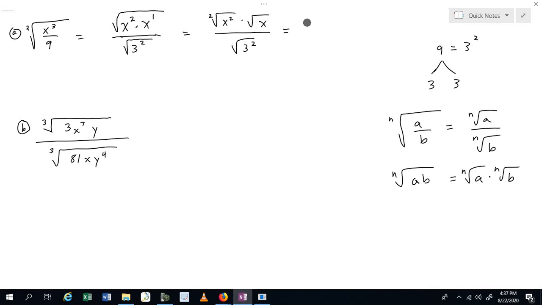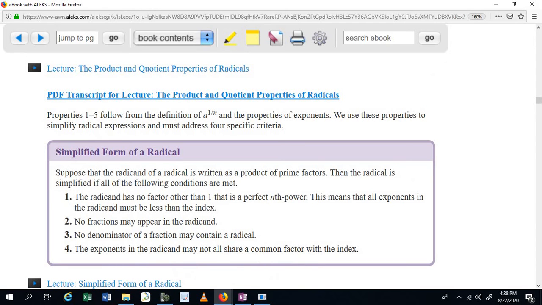That's just equal to x. But this one's simplified because 1 is less than 2, right? So the exponent is less than the index. So that one's simplified. That's just square root of x. This bottom one is not, because 2 is not less than the index, 2. But that's just equal to 3. Okay, so let's go back and check and make sure that's considered simplified. Okay, so we've already checked that all the exponents in the radicand are less than the index. No fractions may appear in the radicand.